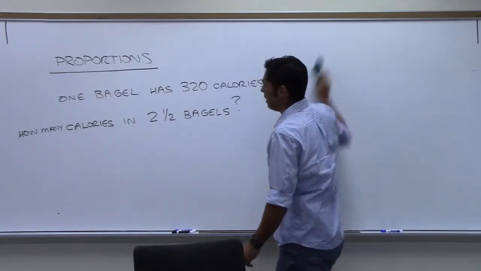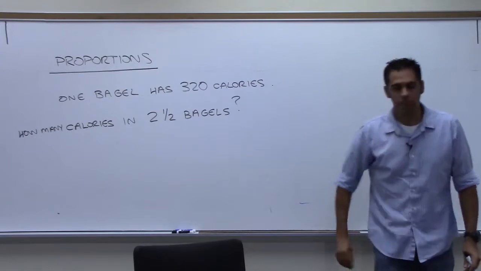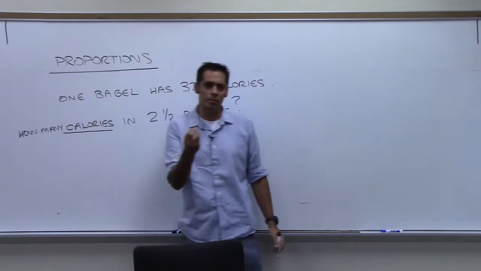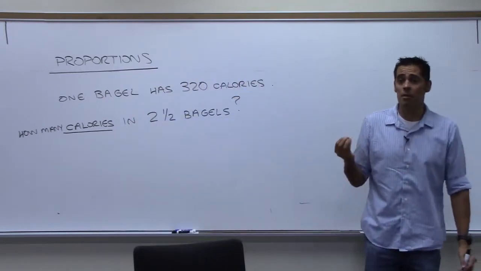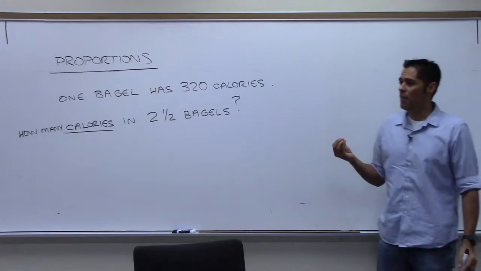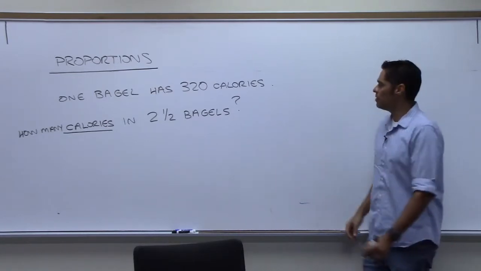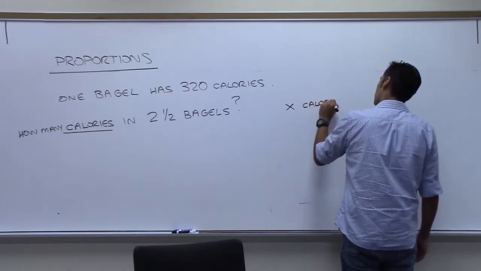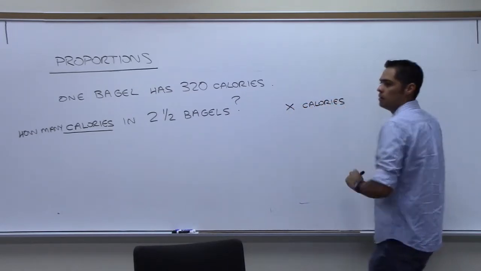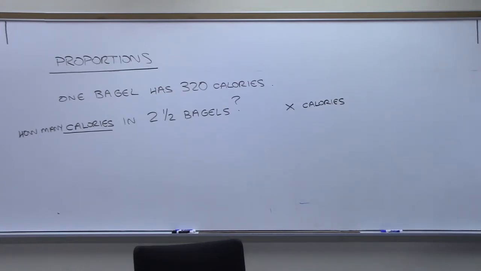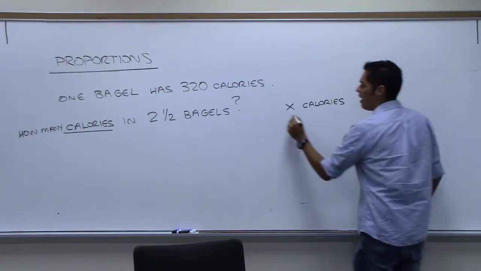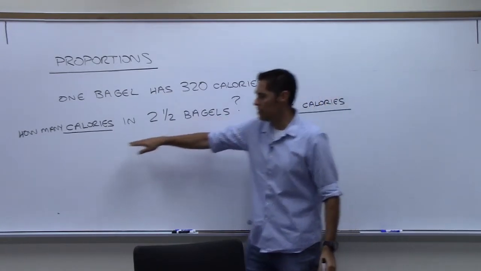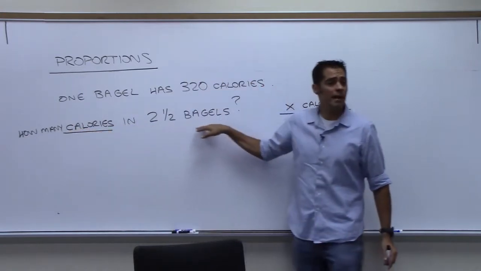So first thing, what is it that we want to find? How many calories, right? It's important that we recognize the unit that we're trying to determine. Trying to figure out the number of calories. And we're going to call that X, all right? So I'm going to say here, X calories, and I'm actually going to write the word down. And I'm going to set up the proportion. X calories in how many bagels am I looking? I'm saying how many calories are there in 2.5 bagels?